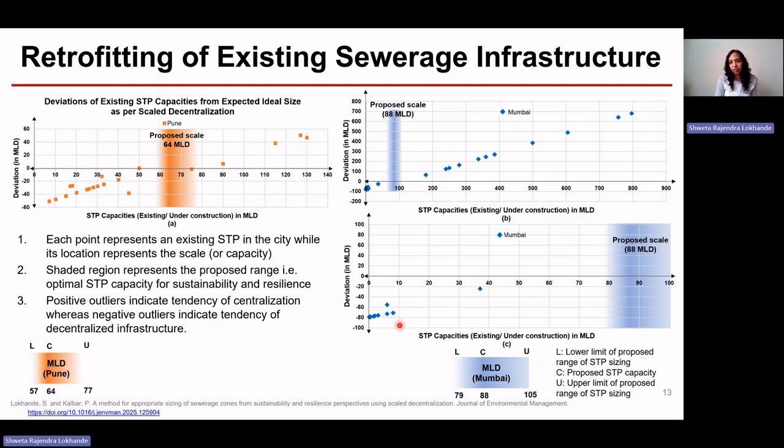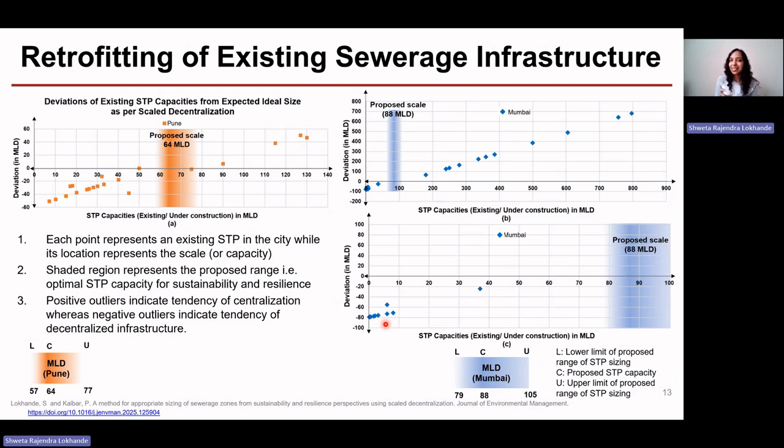On the contrary, Mumbai also has installed some decentralized sewage treatment plants at the building or institutional scale, which are denoted here. As you can see, the capacities of these are less than 10 MLD, signifying an extremely high degree of decentralization. The extremely low capacities of decentralized STPs are not suggested if the infrastructure is to be maintained by the Bombay Municipal Corporation.